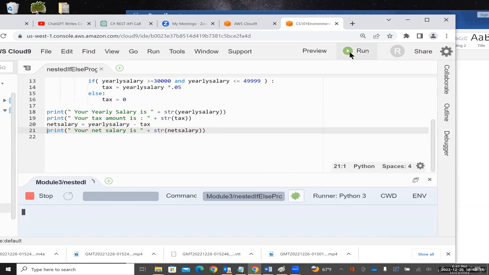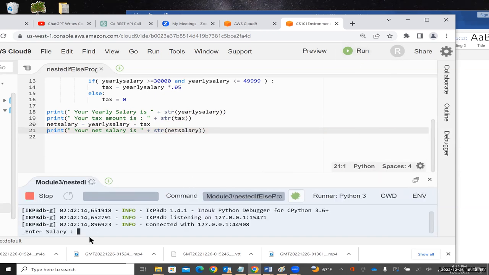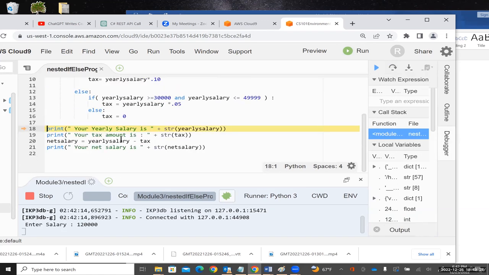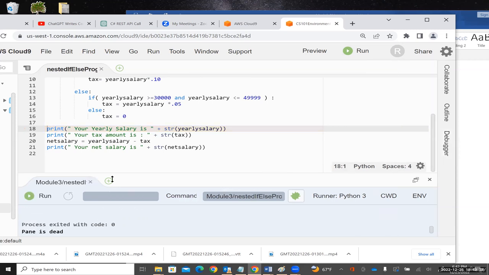Okay, one more time. I just want to demonstrate one more thing here. 120. Once you reach a point where you don't want to go line by line, as I have demonstrated earlier, you can always hit this button, resume, right over here. That will zip through the rest of these lines, if you don't want to go through line by line.